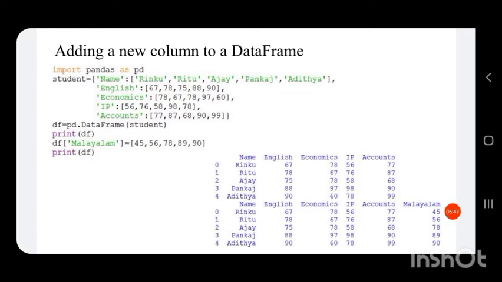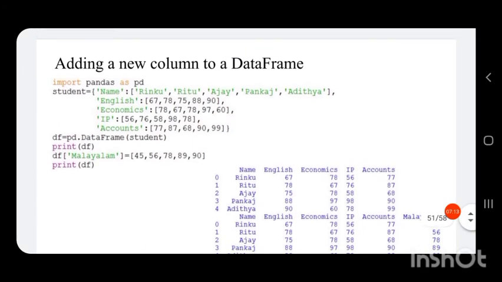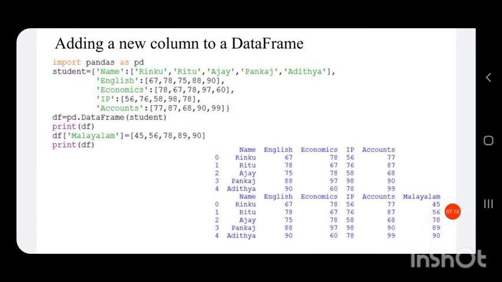Then we have a dictionary student. Student is equal to, a dictionary always starts with a curly brace and ends with a curly brace. It has a key and a value. So here the key is name, its corresponding value is a list containing different names. Then another key English, its corresponding value as a list. Then economics, its corresponding value. Then IP, its corresponding value. Then accounts, its corresponding value.